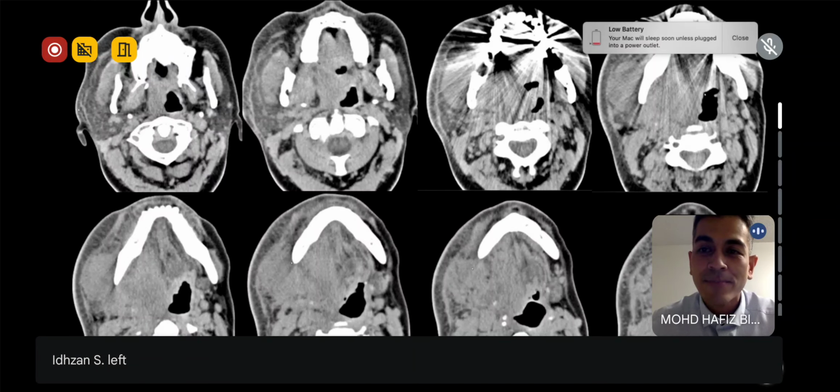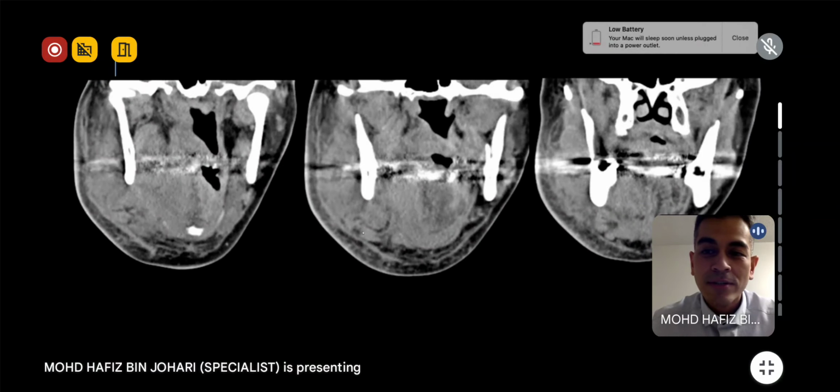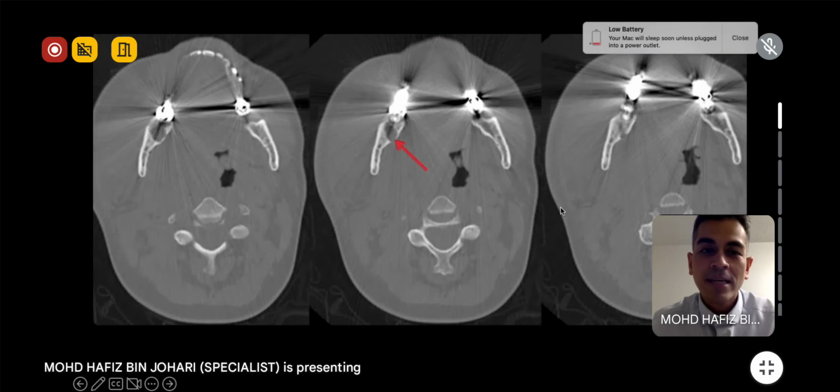Congrats, good try, Brian. This is on coronal view. Yes, you are right, you cannot see the submandibular gland, with the surrounding extensive inflammatory change. Did you mention some odontogenic cause? I think he did just now. So the potential cause is also odontogenic.